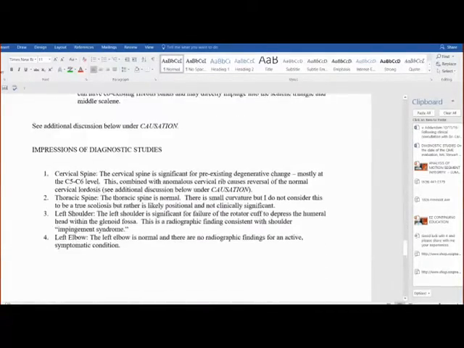The final conclusions of the diagnostic studies as relates to the cervical spine is that the cervical spine is significant for pre-existing degenerative change, mostly at the lower cervical C5, C6 level. This, combined with anomalous cervical rib, causes reversal of the normal cervical lordosis, and I should say, also a loss of motion segment integrity at multiple levels of the cervical spine.